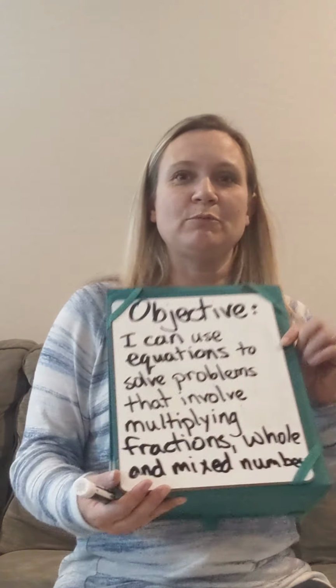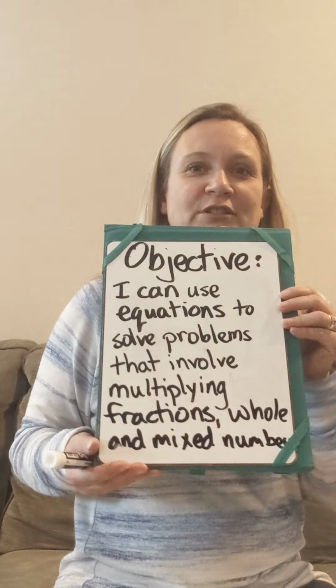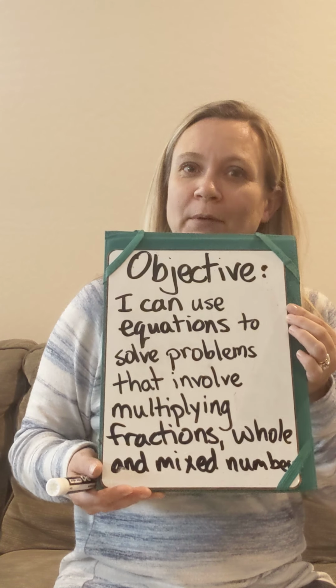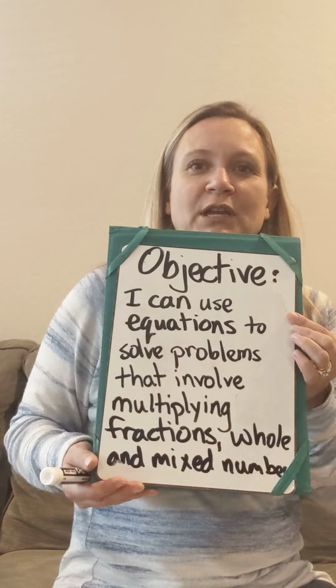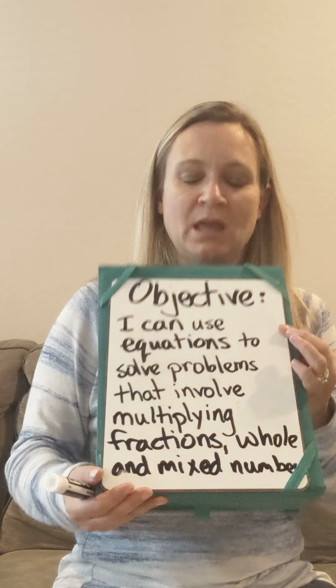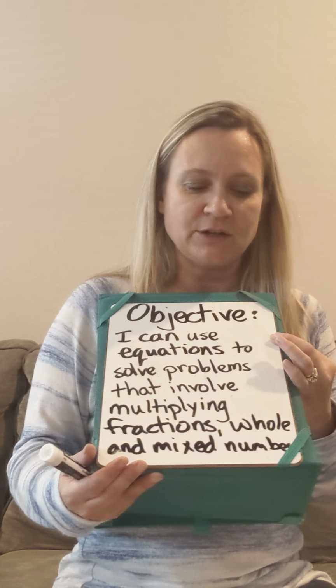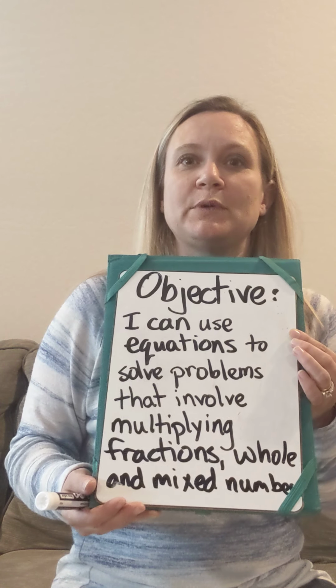So, our objective for today goes along with NF6, which has to do with multiplying fractions in real-world problems. So our objective today is that we can use equations that involve multiplying fractions, whole numbers, and mixed numbers. We'll also be making sure that we're writing our answers in simplest form by reducing or simplifying when we need to.